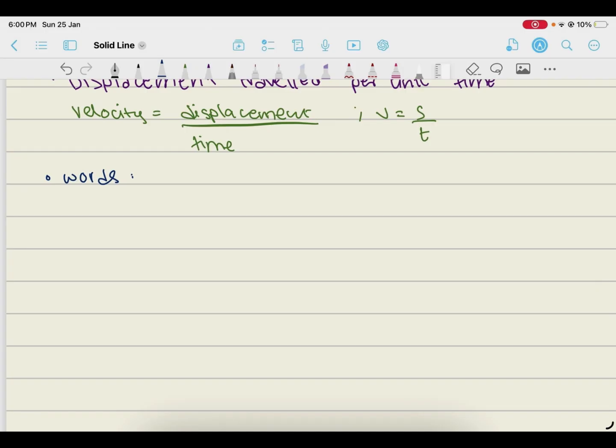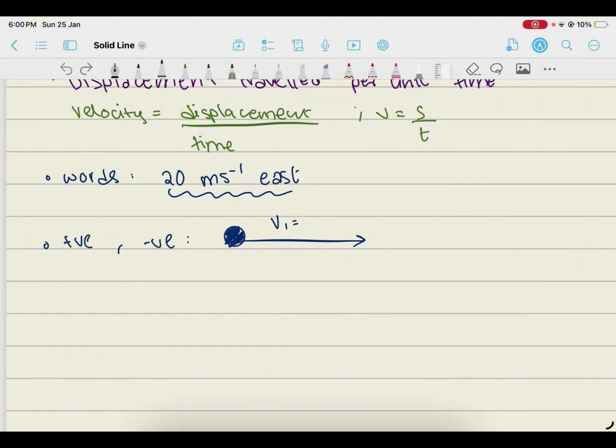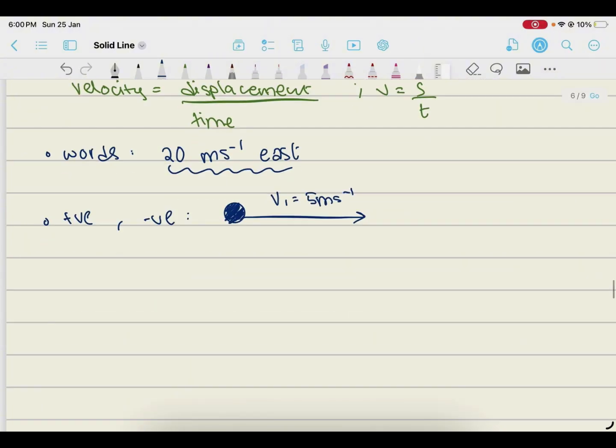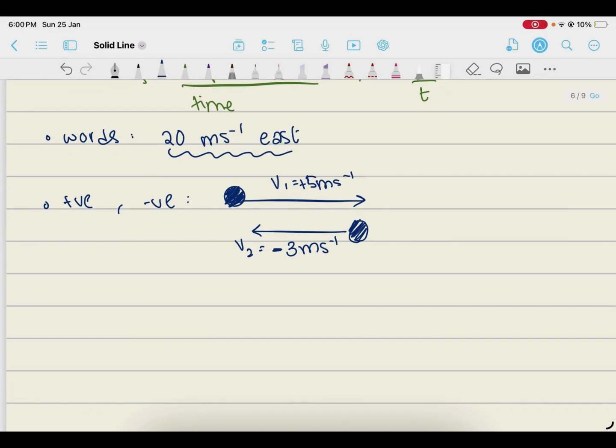So for example, you are traveling 20 meters per second in the direction of east. Okay, so this is the velocity. Or it can be given with positive or negative signs. Okay, how? Let me show you. So for example, there is a ball and it goes in this direction and its speed here is 5 meters per second. This will be positive. Okay, there is another ball that is going in the other direction with speed 3 meters per second. So this will be negative because it's in the opposite direction. So V2 will be negative, opposite direction. That's why it will be negative.